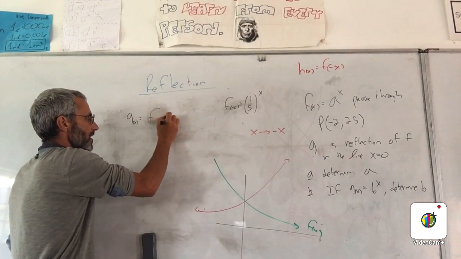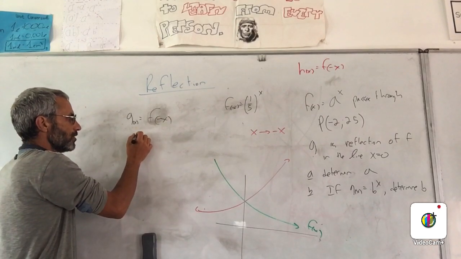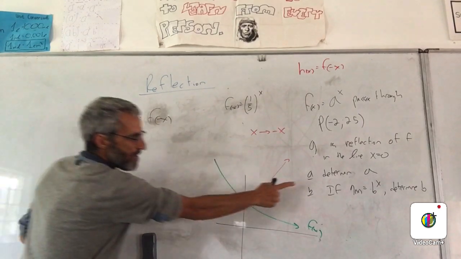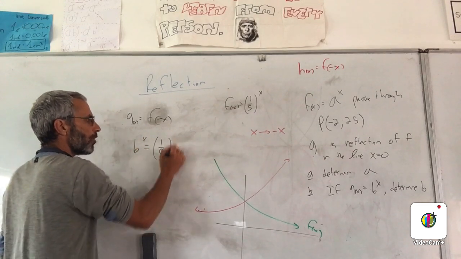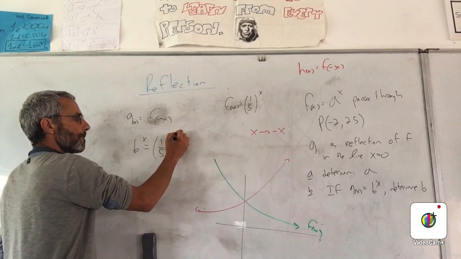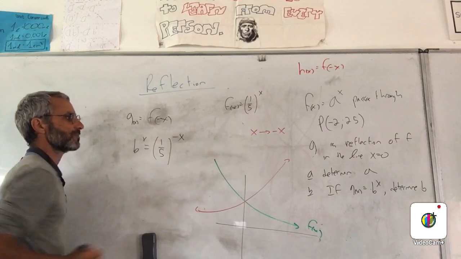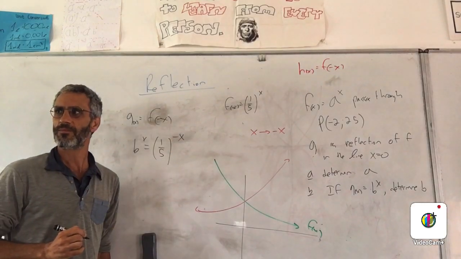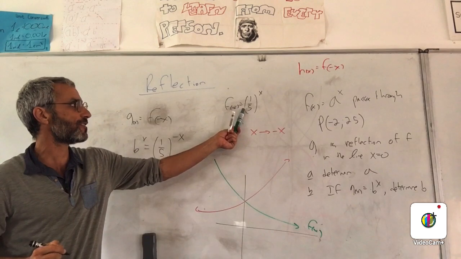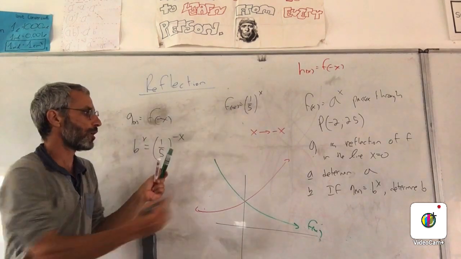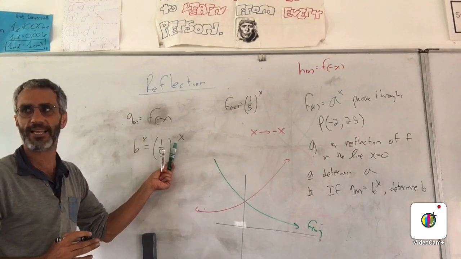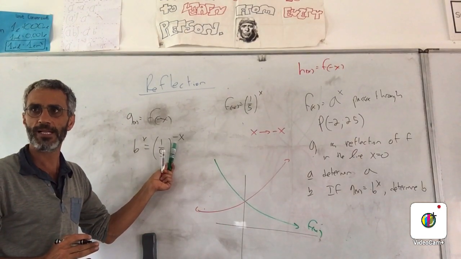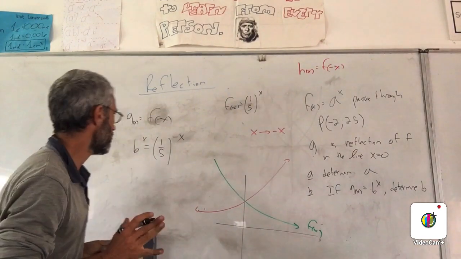I'll write it down here. So I'm going to say, what is g of x, b to the power of x, is equal to a fifth to the power of minus x. Because I know f is a fifth to the power of x. But if I want to do a reflection over the y-axis, I must put a minus x. We happy with that?